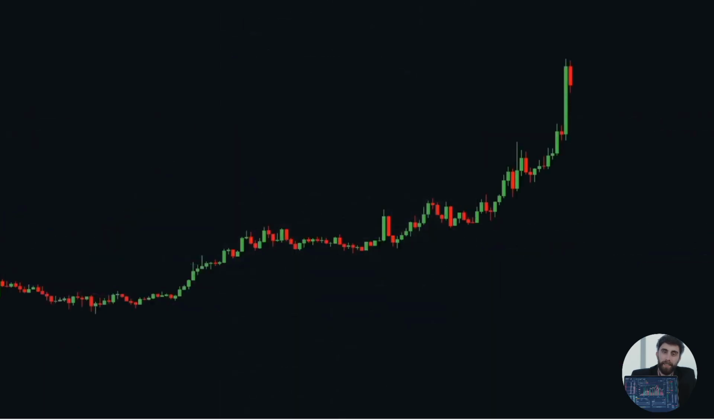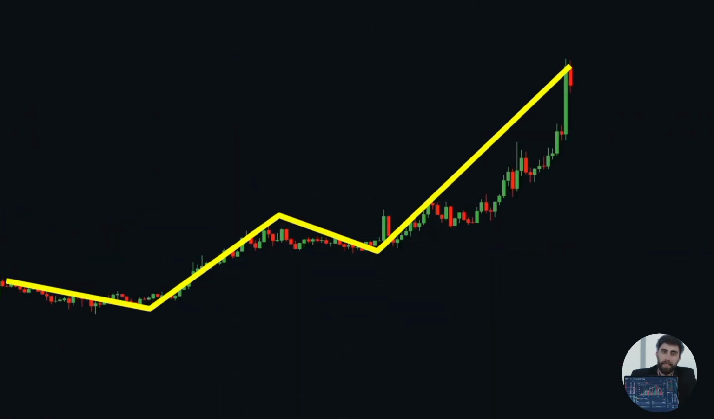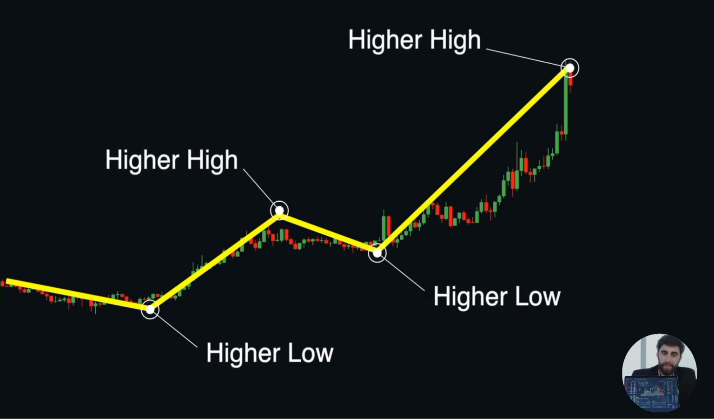To understand the logic behind this trading strategy, we need to learn the following key principles about price action. In an uptrend, the price doesn't move straight. It makes higher highs and higher lows.